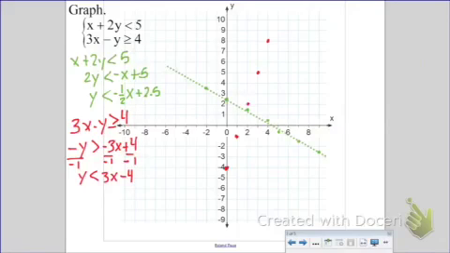Again, look for the or equal to or not. I don't see one, so another dotted line. That looks like it fits pretty well.